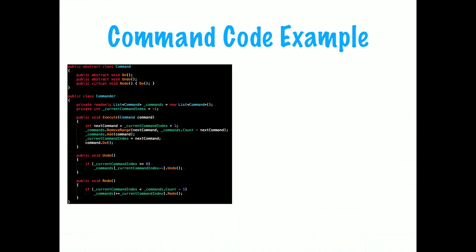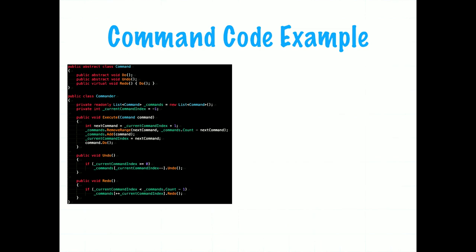Okay, the commander. We have a list of commands. Our current command index is -1, so we don't have any commands yet. When we execute a command, we figure out the next command index. We're going to remove all commands in front of the one we're placing, because we don't know where we are in the stack. We're going to add the command to the stack, set the current command index to the next one in the stack, and do it.